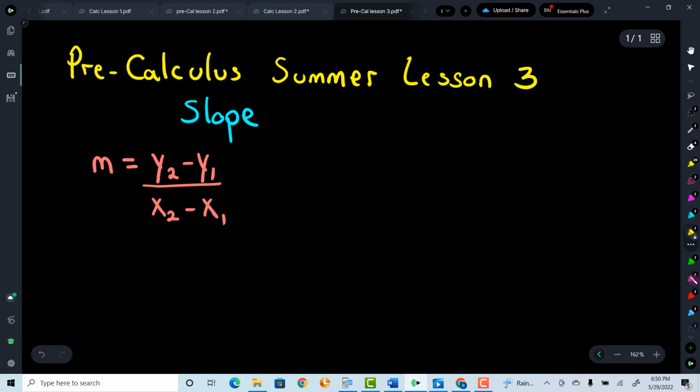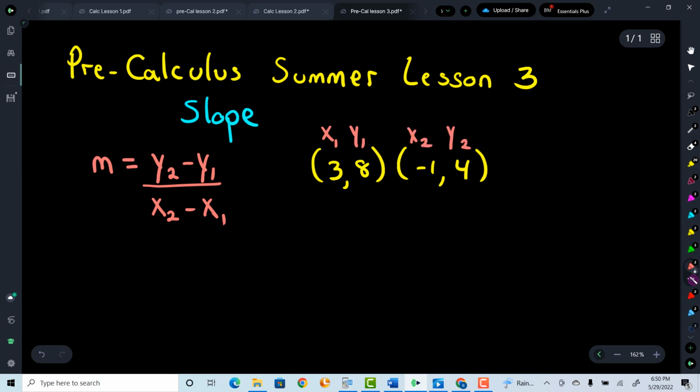So if I had 2 points, let's say that we have the point (3, 8) and the point (-1, 4). If I label these points, I'm going to call this x1 and y1, and this x2, y2. The important thing is that we have to be consistent. It doesn't matter which one we call 1 and which one we call 2, as long as we're consistent. So let's go ahead and calculate the slope made by these 2 points.